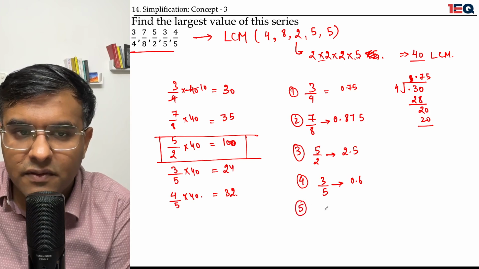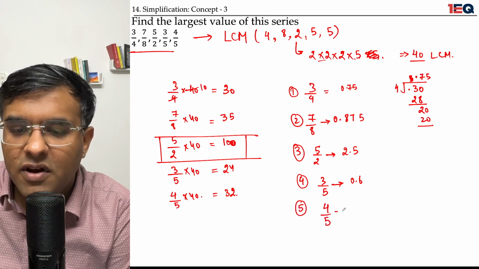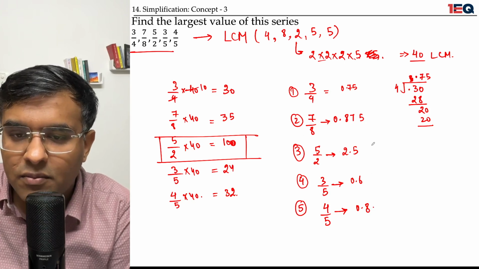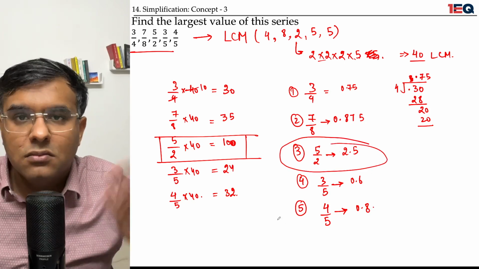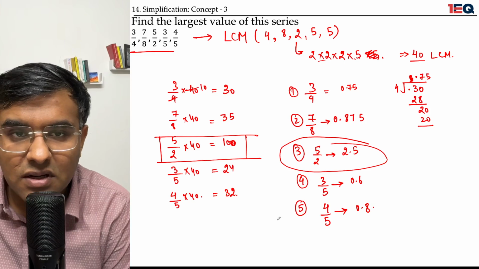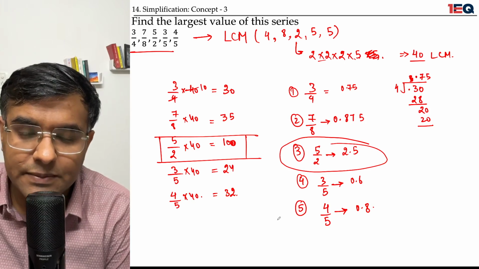Then again the fifth one is 4 by 5. 1 by 5 is 0.2, so 4 multiplied by 0.2 is 0.8. Out of all the outputs which have come, this is the largest. So that's all that we need to discuss when we are comparing fractions.